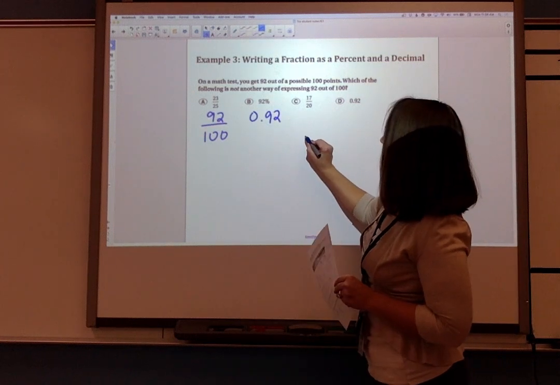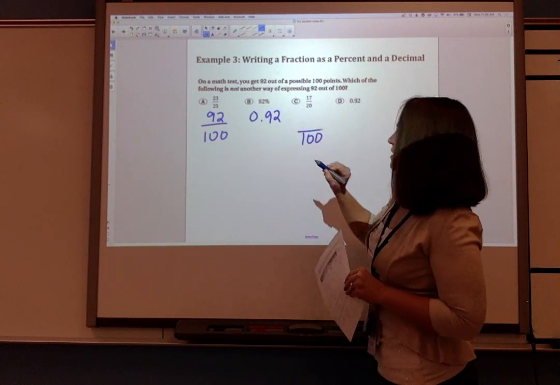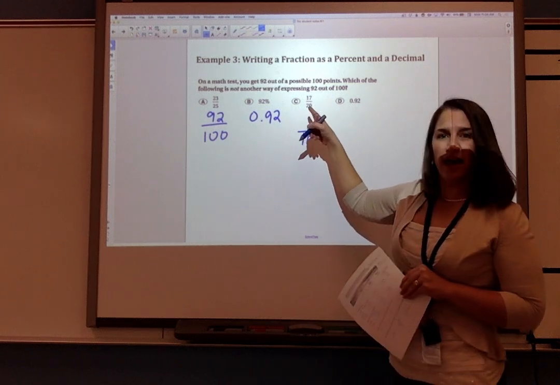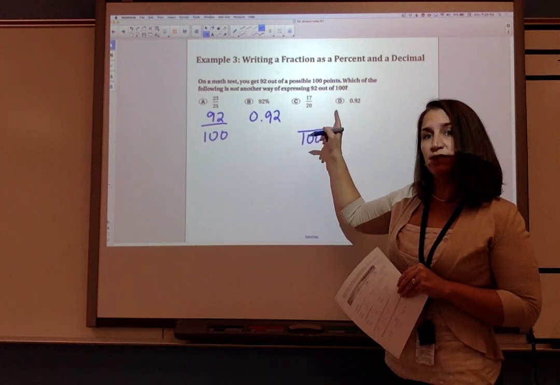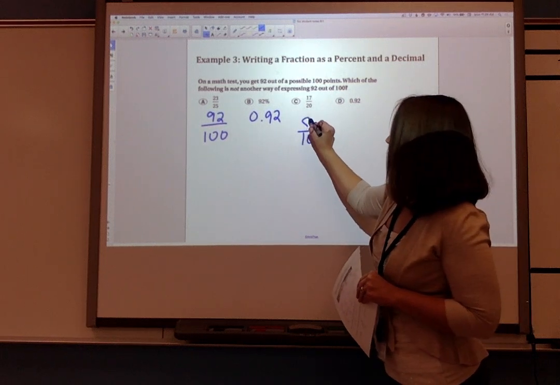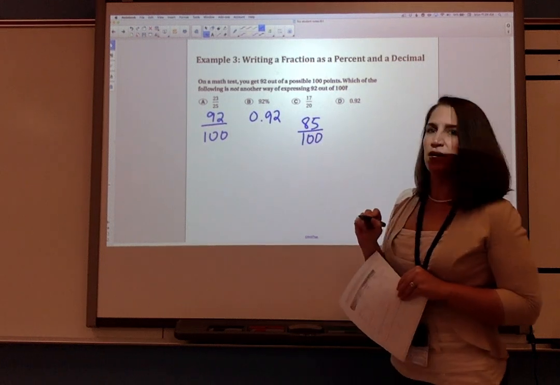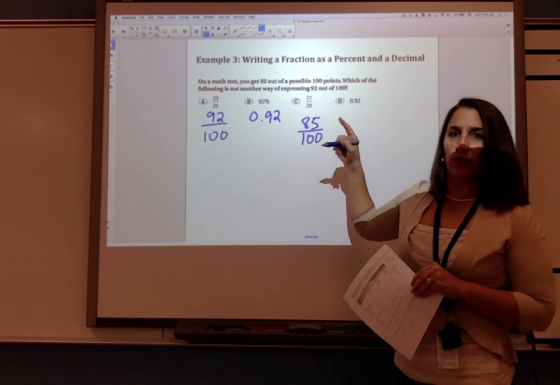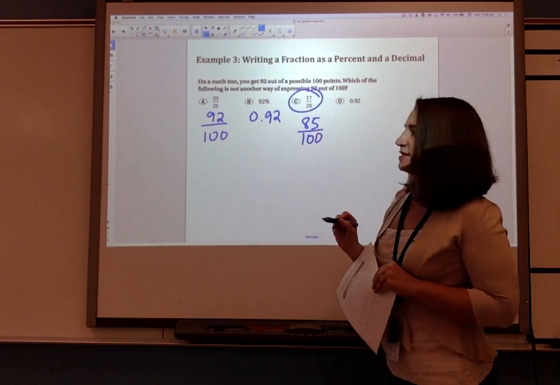17 out of 20, to make this over 100, we need to multiply by 5. Let's see, 5 times 10 is 50, 5 times 7 is 35, so this is 85 out of 100, which is not the same thing. And 0.92 is, of course, the same thing. So here's our one that does not belong.